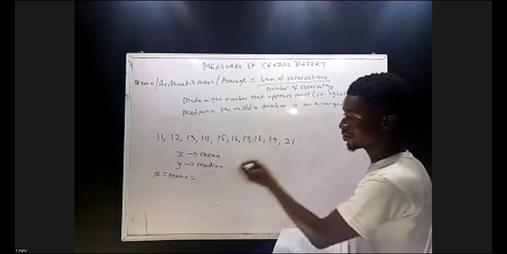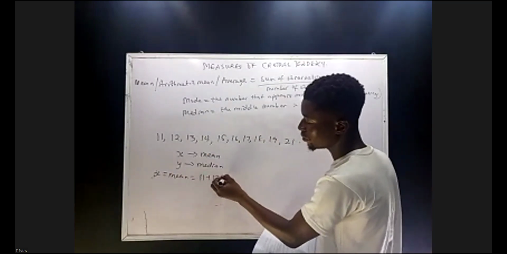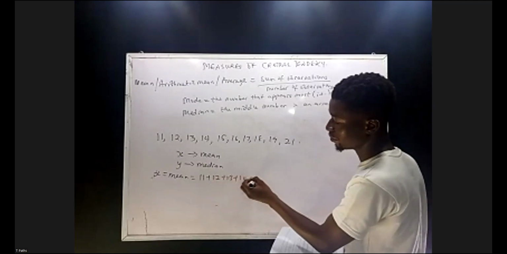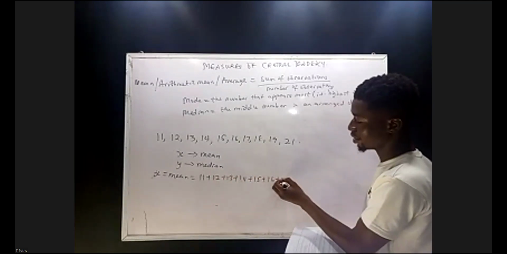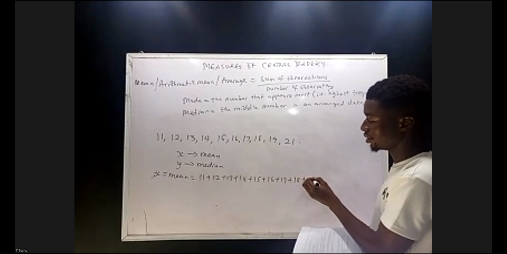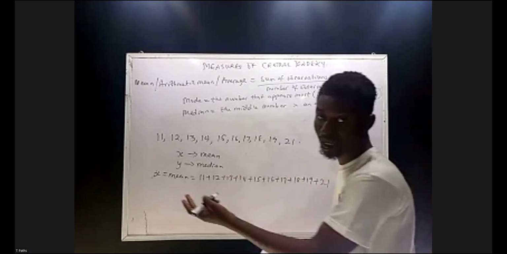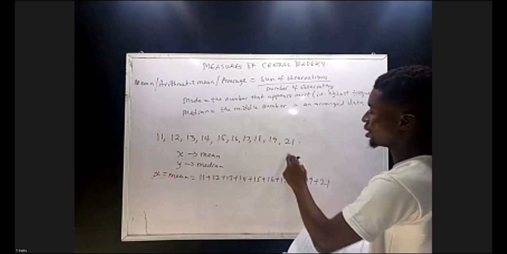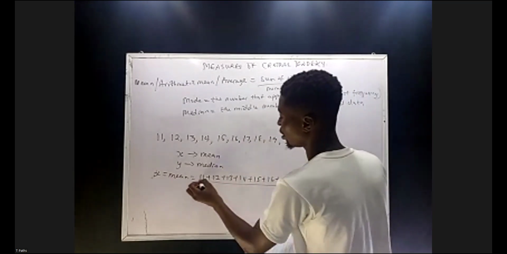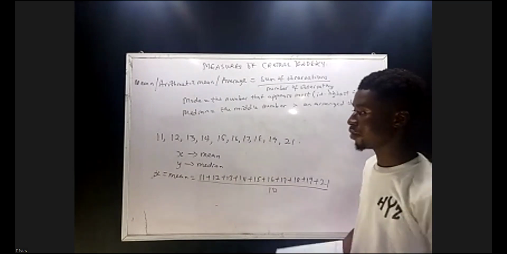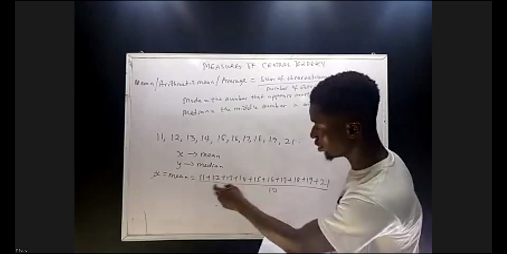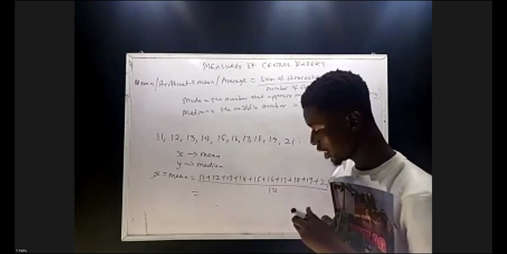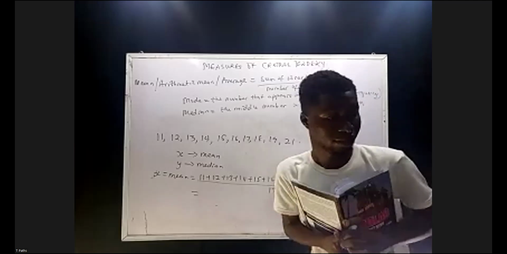X, which is my mean, is equal to the sum of all these data. So I have 11 plus 12 plus 13 plus 14 plus 15 plus 16 plus 17 plus 18 plus 19 plus 21. Now let's count the numbers there: 1, 2, 3, 4, 5, 6, 7, 8, 9, 10. I have 10 observations. Now let's add this together. 11 plus 12 plus 13.